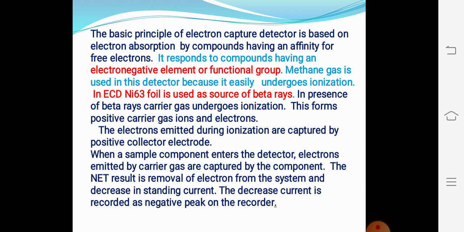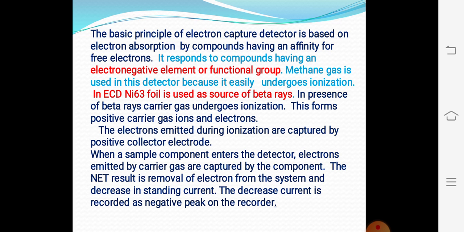The basic principle of the electron capture detector is based on electron absorption by compounds having an affinity for free electrons. It responds to compounds having an electronegative element or functional group. Methane gas is used in this detector because it easily undergoes ionization. In the ECD, a Ni-63 foil is used as a source of beta rays. In the presence of beta rays, the carrier gas undergoes ionization and this forms positive carrier gas ions and electrons.